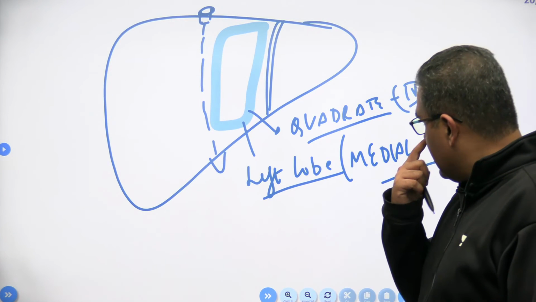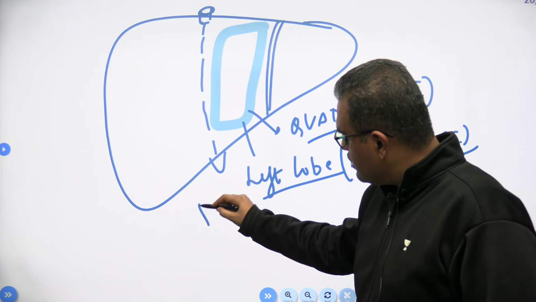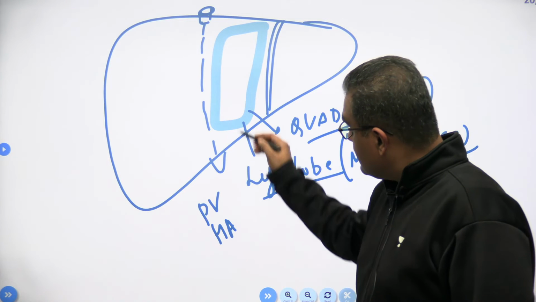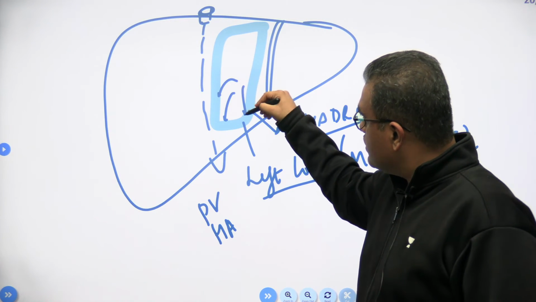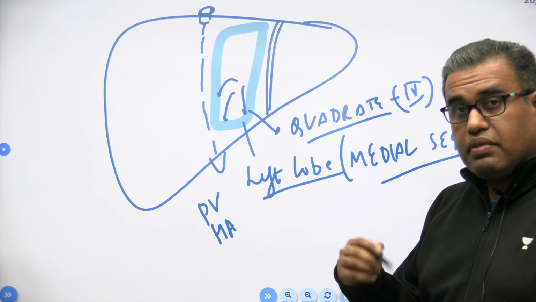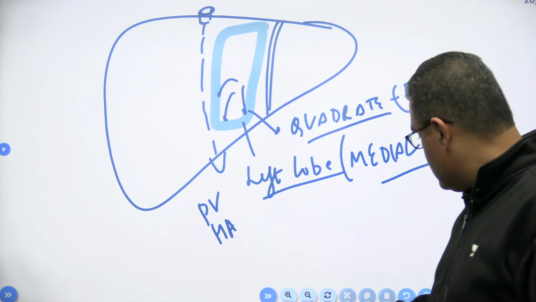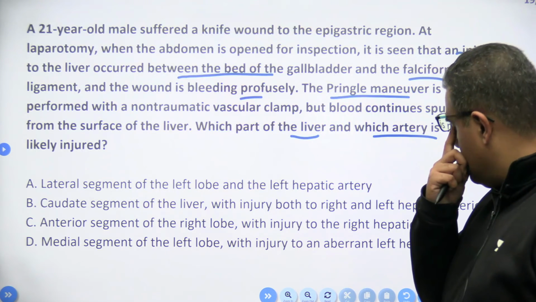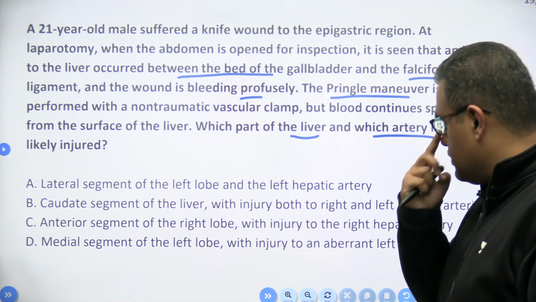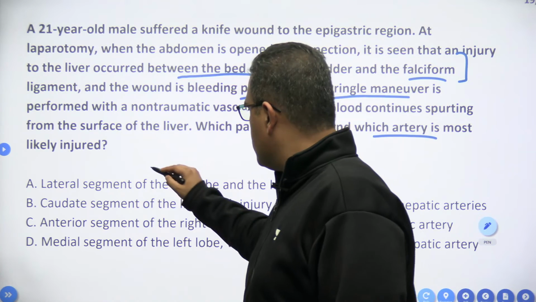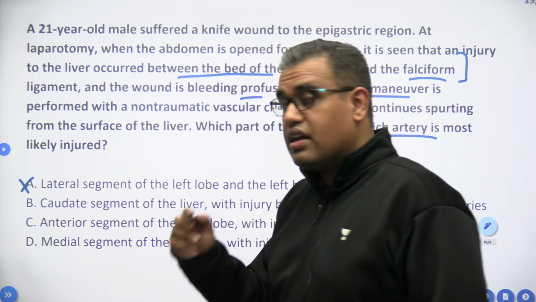Another point is that they are doing Pringle. They are blocking both the portal vein and hepatic artery. Still there is bleeding from here. It still continues bleeding. How can this occur? It means that there should be something else. What is that? Let us see the options over here. First of all, confirm the position. Is it the lateral part of the left lobe? No. It is the medial part of the left lobe.